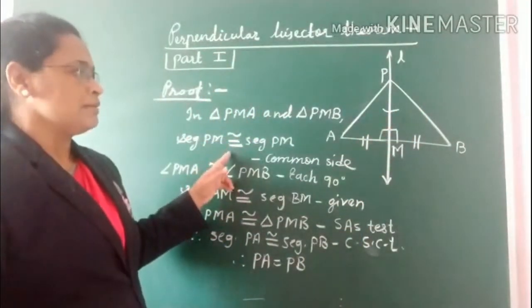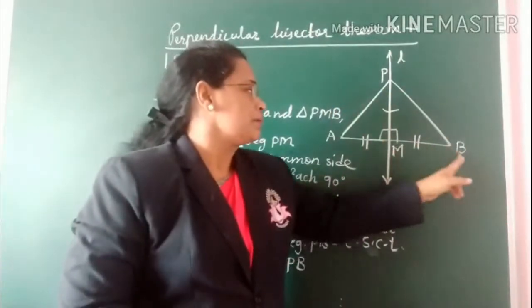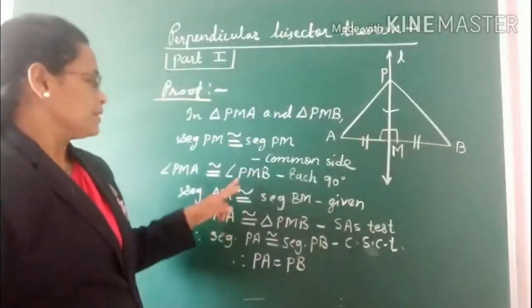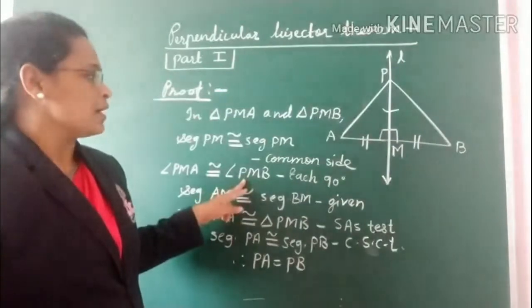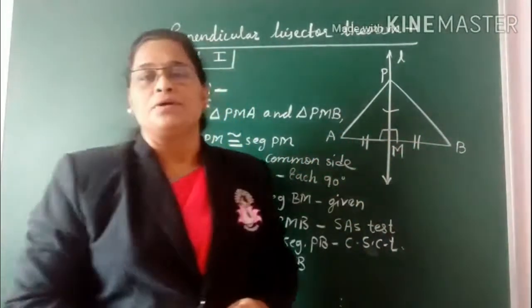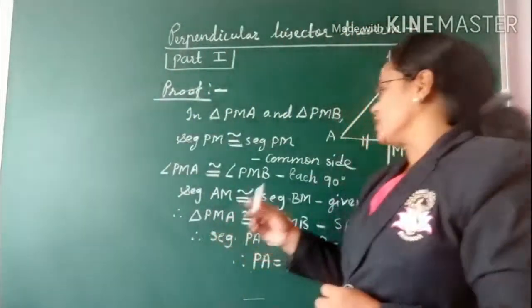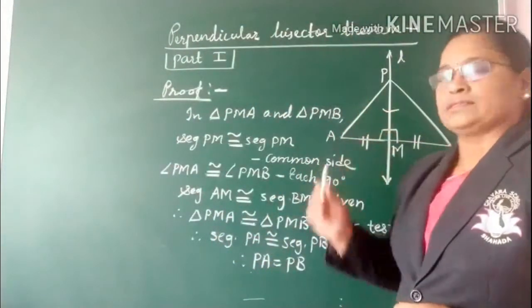That is the common side. Then angle PMA congruent to angle PMB, each of 90 degrees. That we have written here. And segment AM congruent to segment BM. Therefore, both of these triangles are congruent by SAS test, that is side angle side test.